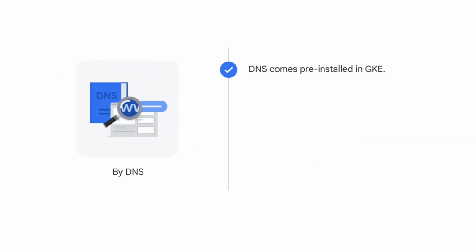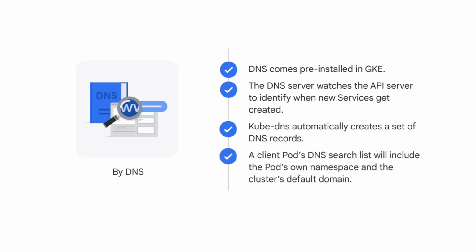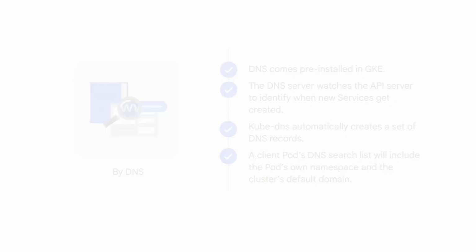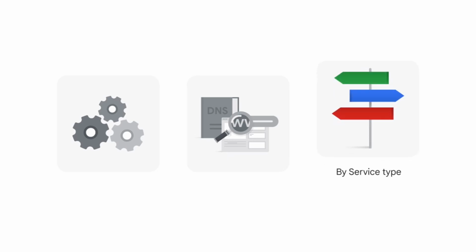DNS comes pre-installed in Google Kubernetes Engine, and the DNS server watches the API server to identify when new services get created. When a new service is created, kubedns, which is a lightweight DNS server, automatically creates a set of DNS records. This allows all the pods in the cluster to resolve Kubernetes service names automatically. By default, a client pod's DNS search list will include the pod's own namespace and the cluster's default domain. The final way to find a service in GKE is by changing the service type, which we'll explore next.